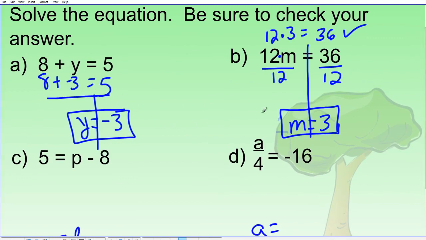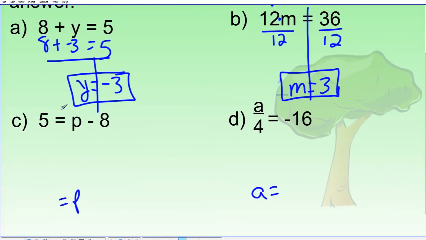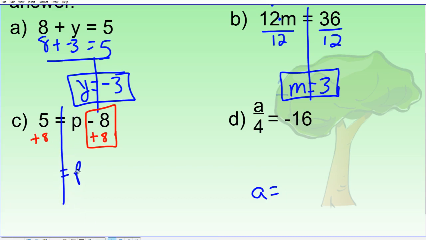Okay, so we saw an add, we saw a multiply. Here's a subtract. So my variable is being subtracted by 8, p minus 8. So how do you get rid of a minus 8? The opposite of minusing 8 is adding 8 on both sides. So when you add 8 on both sides, this side, you get just p equals. 8 minus 8 is 0, they're gone. 5 plus 8 is 13. And I'm done.